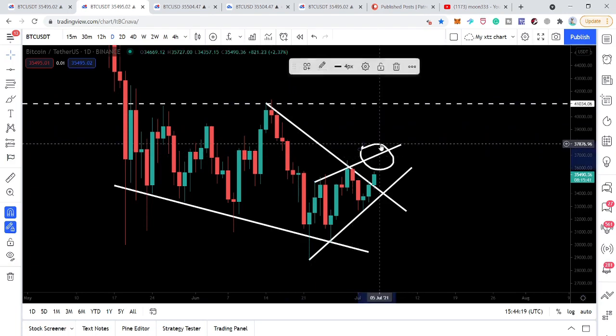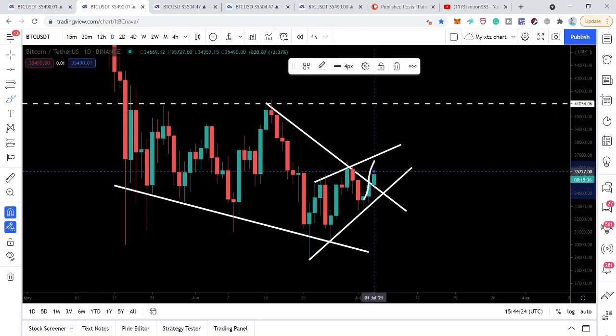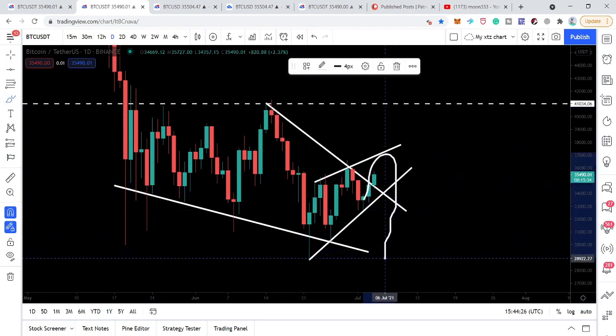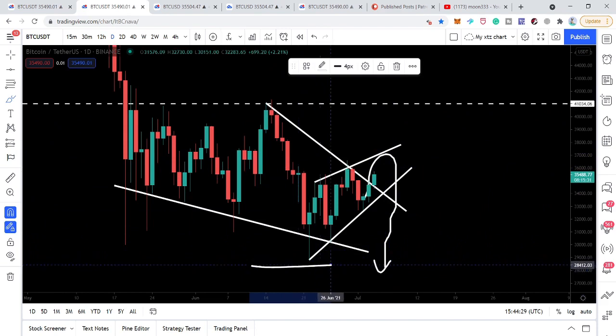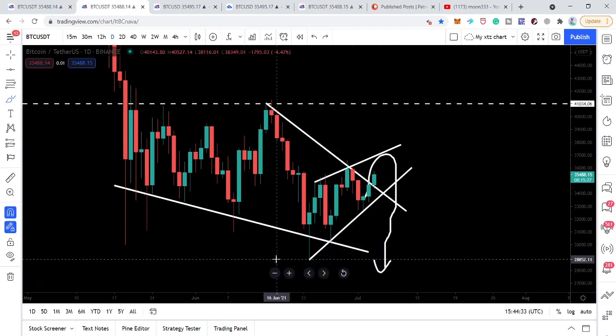However, if the price action is rejected by this resistance, then it can move to the downside, and our next target can be the tail of this rising wedge, that is at approximately $28,800.